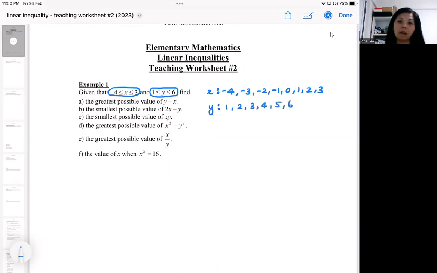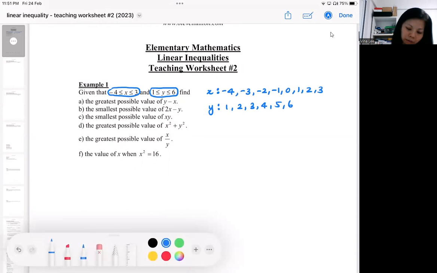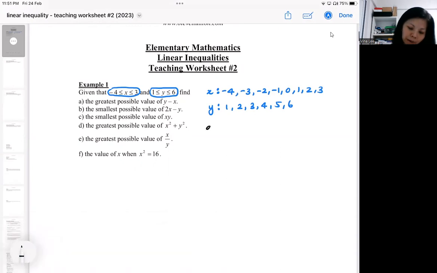And if you list it down, you will also try to be mindful about the equal sign. Okay, so after I list down, then I will be answering the question. So for example, part A, greatest possible y minus x. So you will like the greatest difference.